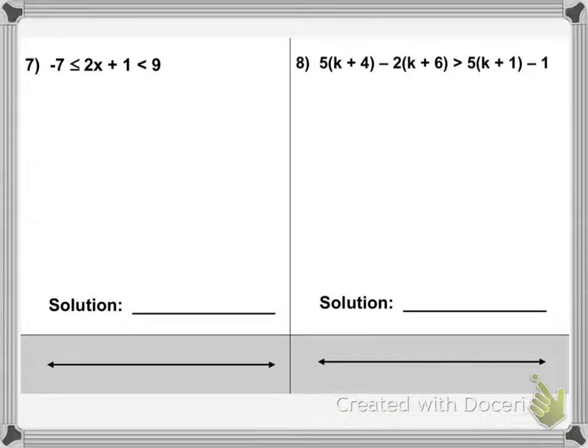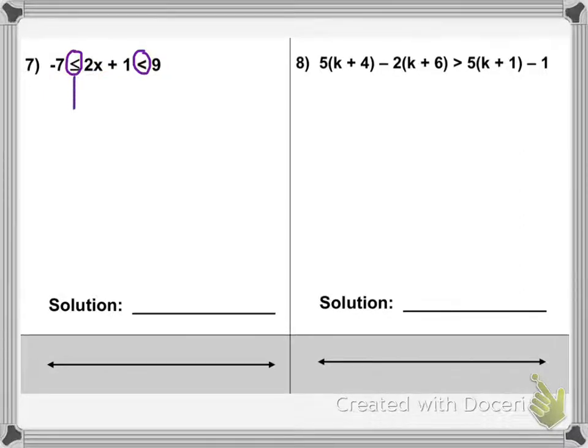Number 7, if you look closely, you have 2 inequality symbols. This is actually called a compound inequality because it's basically like 2 inequalities in one. Negative 7 is less than or equal to 2x plus 1 is one inequality, and 2x plus 1 is less than 9 is the other inequality. Because they both share the 2x plus 1, they've just put the less than 9 on one side and the negative 7 is less than or equal on the other side. So this is kind of an interesting case.